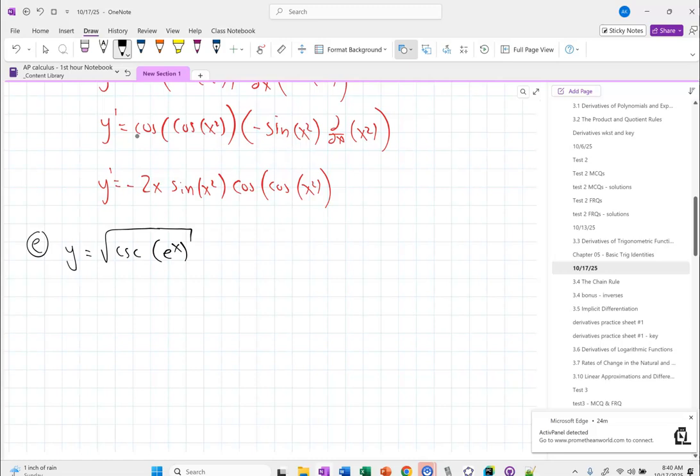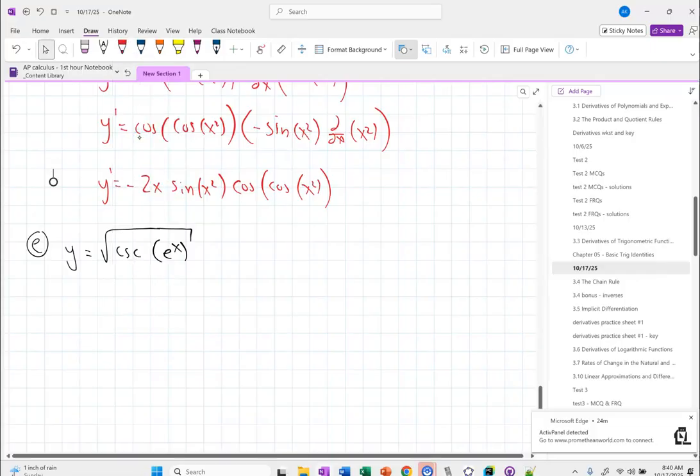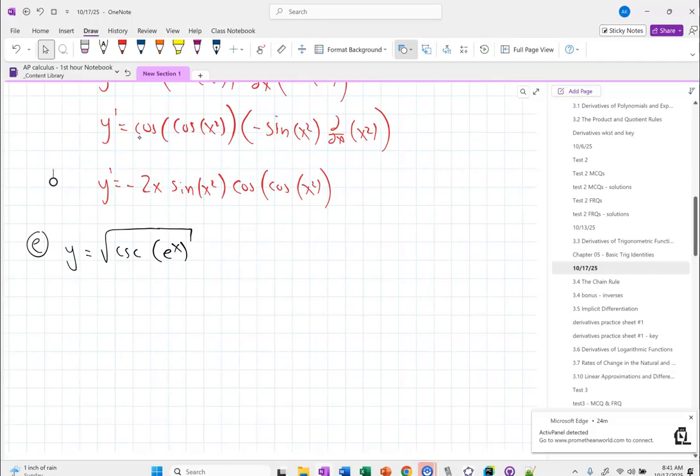Okay. So my first layer, everybody see there's a two-layer composition here, I hope? Right? The outermost is square root x. The middle is cosecant. The innermost is the e to the x. So if I look at my first layer, my inner is cosecant of e to the x, and the outer is square root x. And then for cosecant x, the inner is e to the x, and the outer is cosecant x.